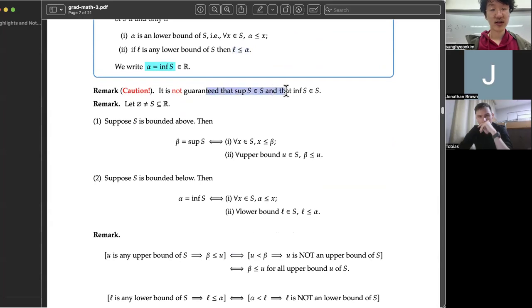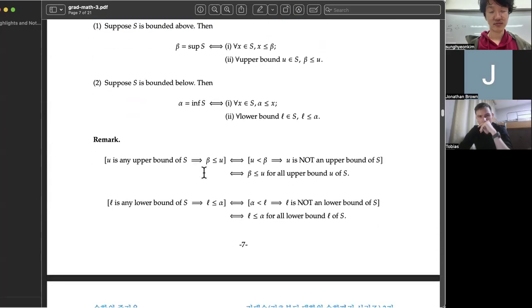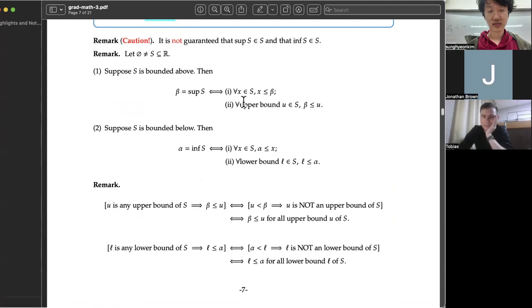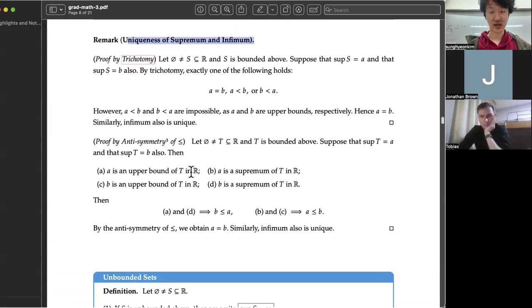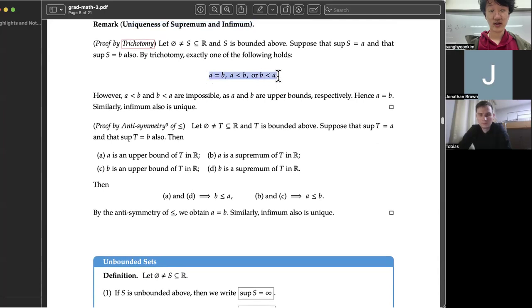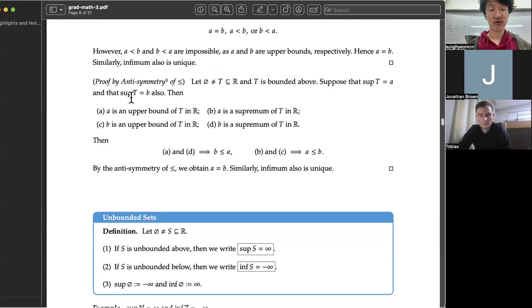We didn't guarantee that the supremum and infimum are in the set S, which is a bounded set. We can write it like this: for all upper bounds, u is bigger than or equal to b. And we will talk about the uniqueness of the supremum. It should hold one of three conditions. By definition, a equals b.